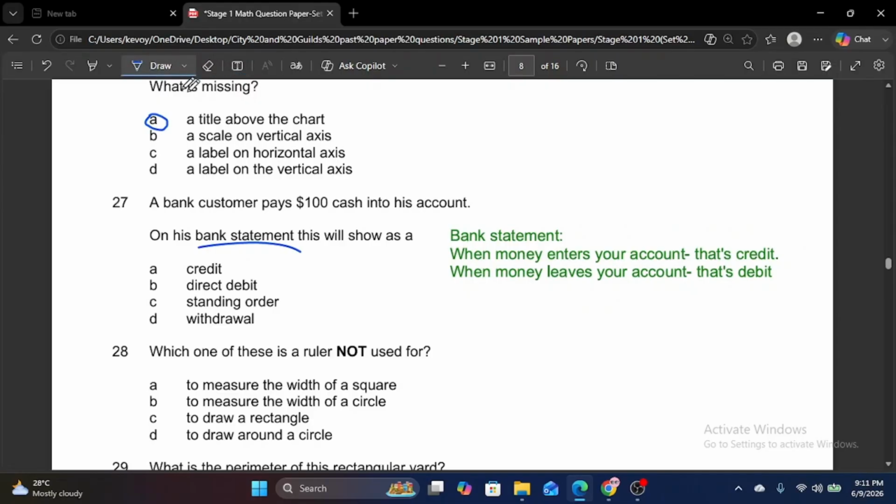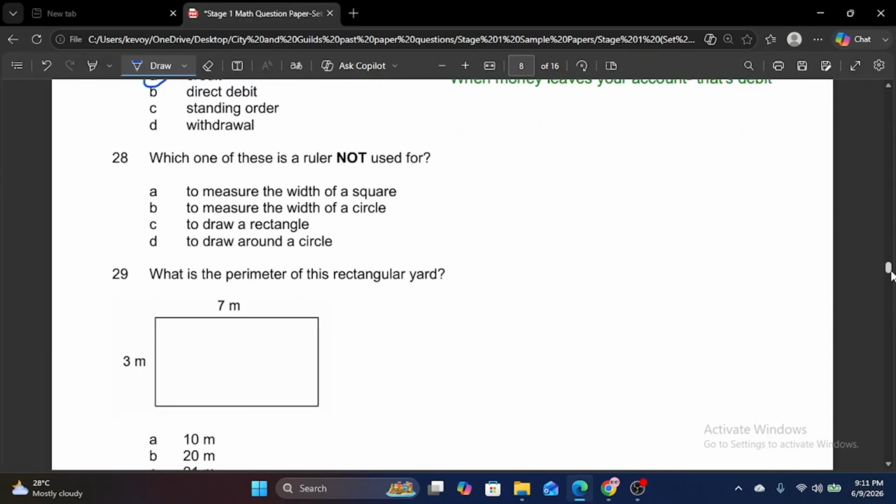So for persons who use a debit card, they use a debit card because whenever you pay for something, money leaves your account. So that's going to be debit on your bank statement. But once money enters your account, that's credit. Alright, so remember that.